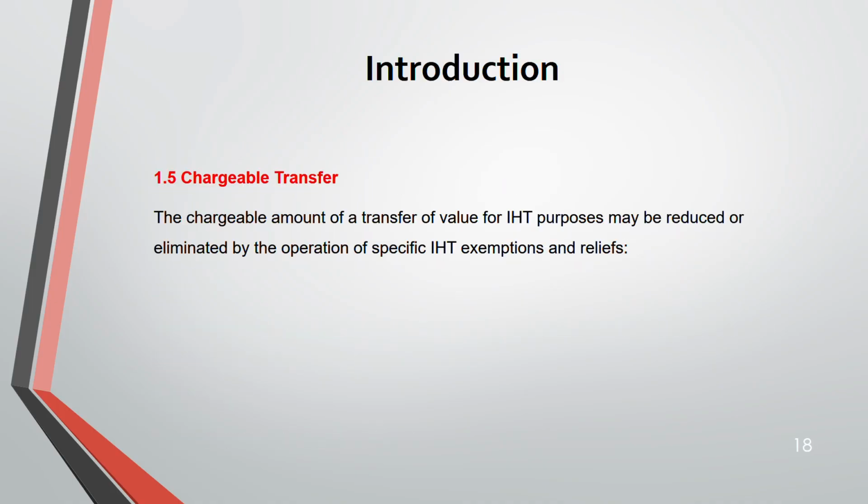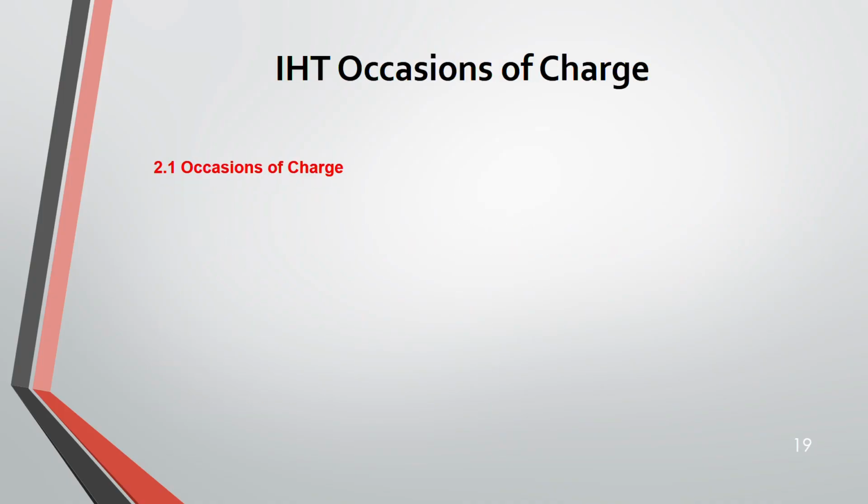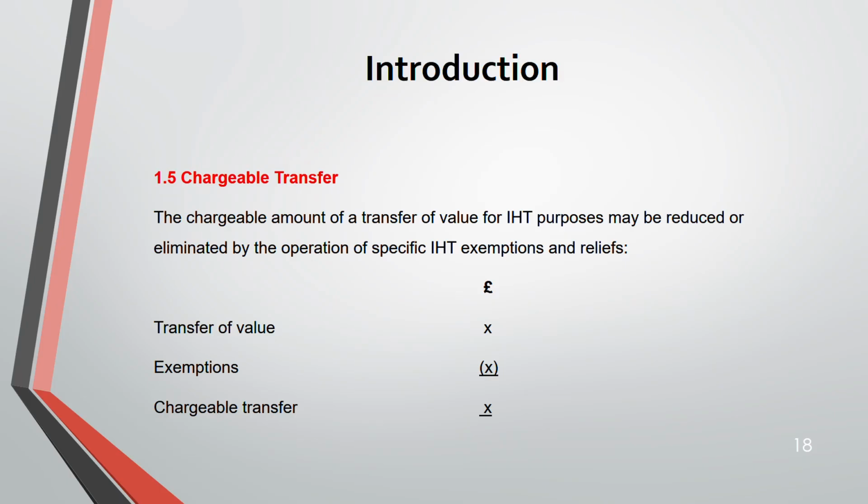Now, chargeable transfer. The chargeable amount of a transfer of value may be reduced or eliminated by some exemptions, like how we have income tax exemptions, capital gains tax exemptions, exemptions for corporation tax. Same way for inheritance tax also we have some exemptions and some reliefs that you need to go through. These exemptions and reliefs will be deducted from your transfer of value. So: transfer of value, less exemptions, gives chargeable transfer. Remember this. Now, on this, multiply by the IHT percentage.